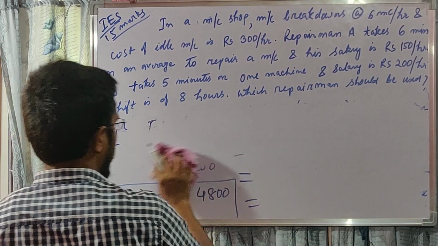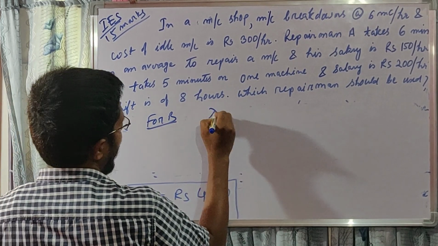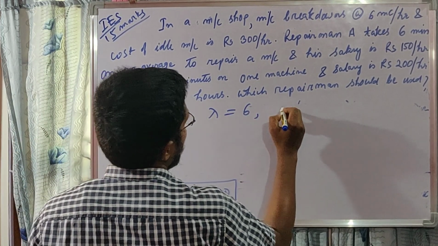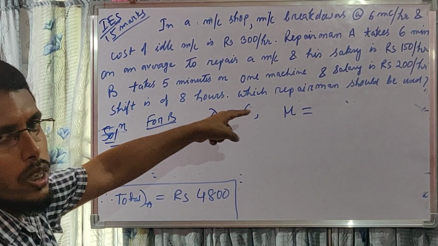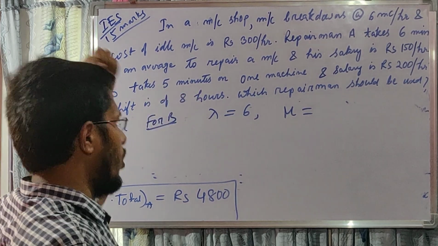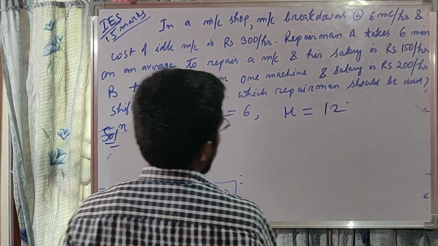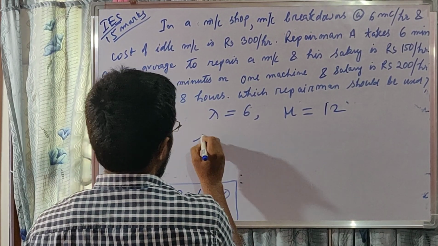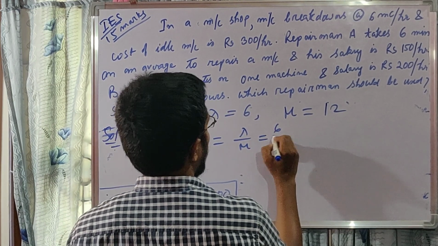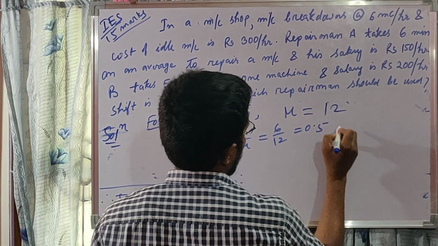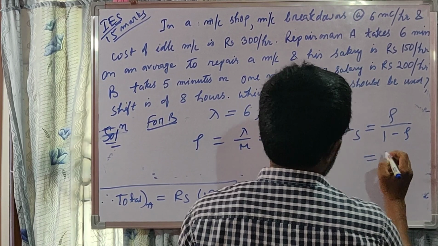Now for B, lambda is nothing but your 6. Mu is, he takes 5 minutes on one machine. So in 1 hour he can repair 12 machines. So mu is equal to 12. So rho is equal to lambda upon mu, which is 6 upon 12, equal to 0.5. So length of the system is rho upon 1 minus rho, which is nothing but 1.